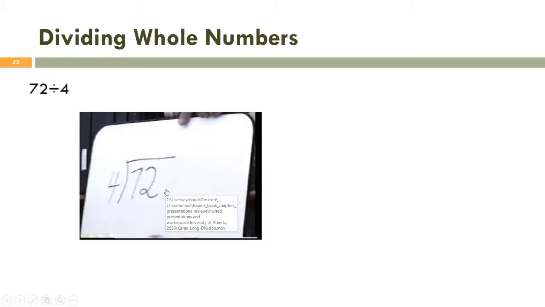Partitive means that I'm forming 4 groups of objects, and I have to determine how many objects I'm going to have in each group. Whereas the measurement, I know the size of the group, and I need to figure out how many groups I could make. We're going to be considering the measurement interpretation when we're going to be discussing the division of fractions. So let's watch the clip.